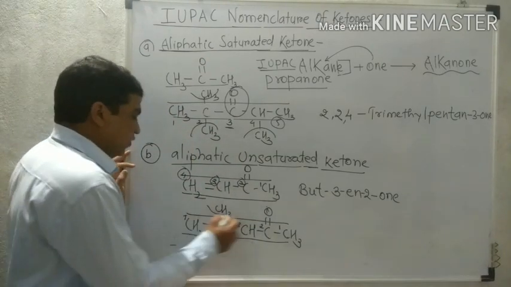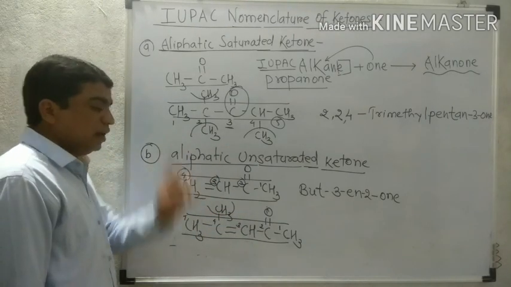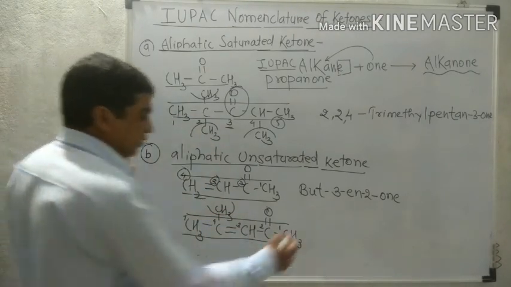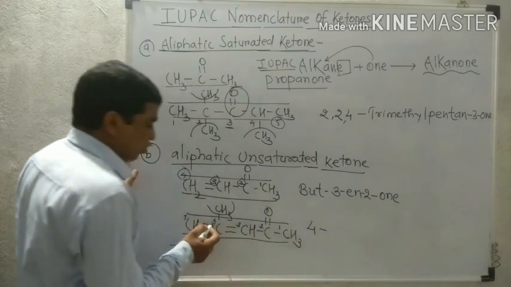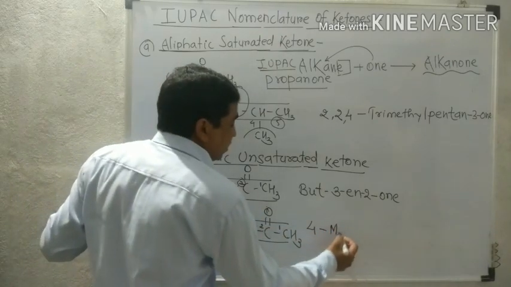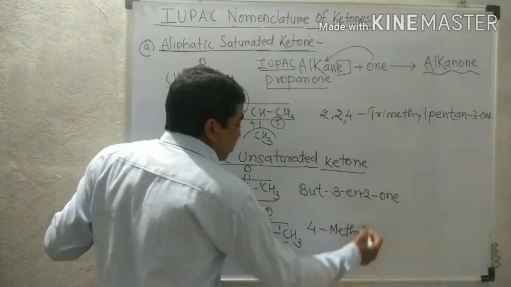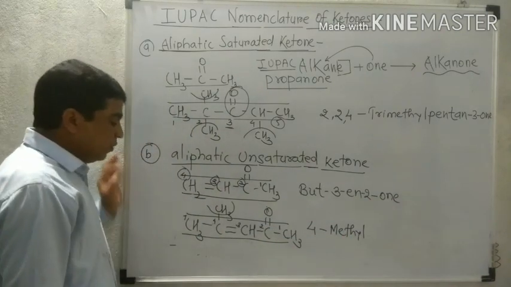Therefore, if there is any side chain, write the position and name of the side chain first. Where is the side chain? At the fourth carbon. Which is the side chain? CH3. Therefore, write the name of CH3: methyl. How many carbons?